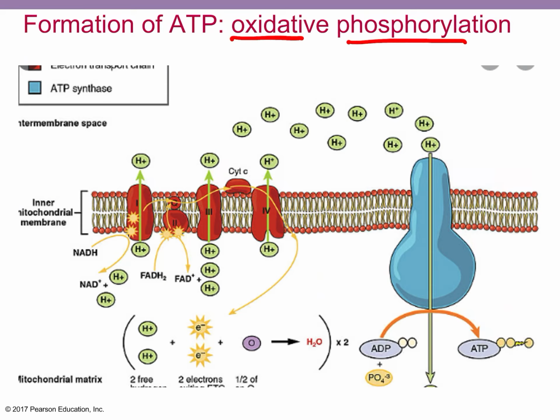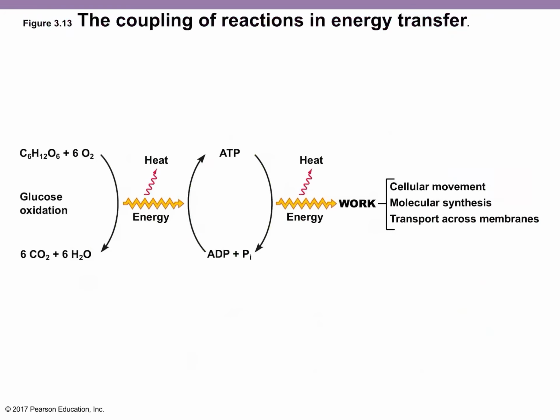The oxidative phosphorylation is how we make the bulk of our ATP in our cells. And we're going to go through this process through cellular respiration, right? So this is the electron transport chain in cellular respiration. So let's get started looking at cellular respiration.